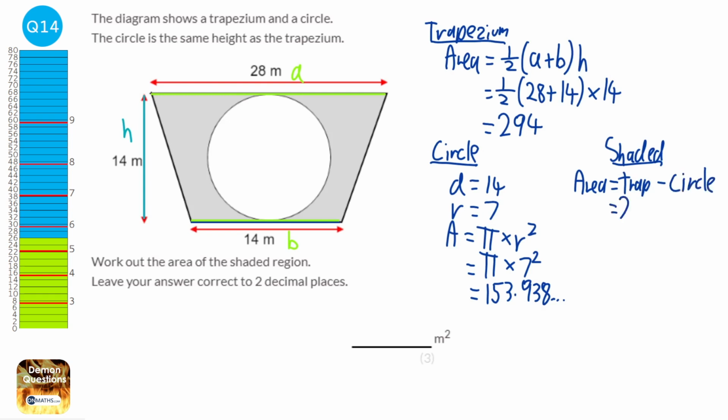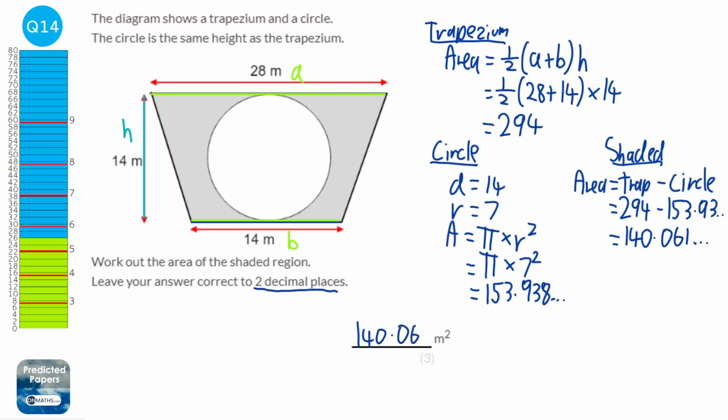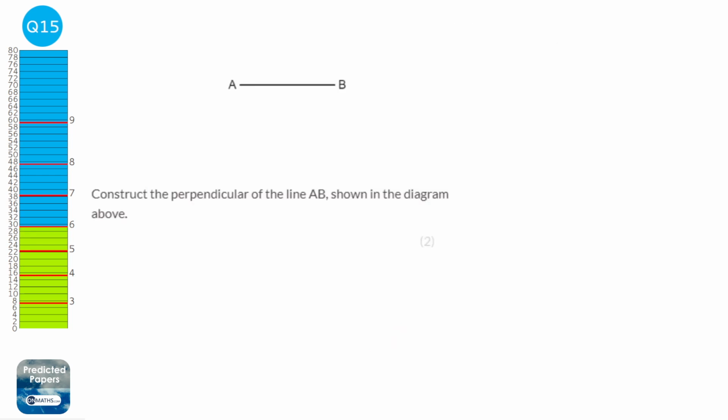So the trapezium's 294, the circle's 153.93..., and when you do that you get 140.061... It says it wants it to 2 decimal places, so it would be 140.06.